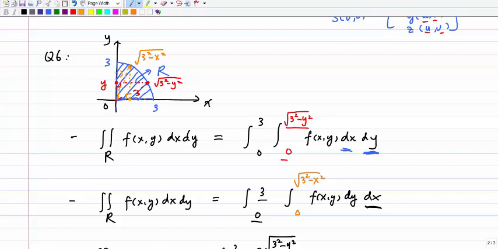This one you can integrate from 0 to this value. If you're going above, you're outside. If you're going below, you're going outside. That's why it's from 0 to square root of 3 squared minus x squared.